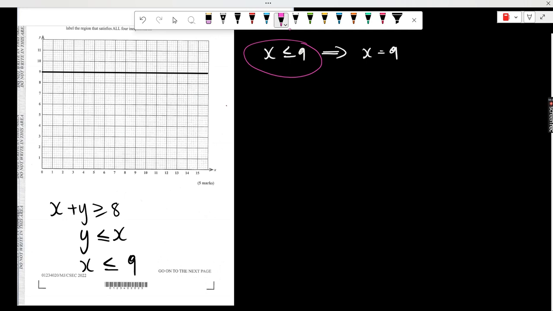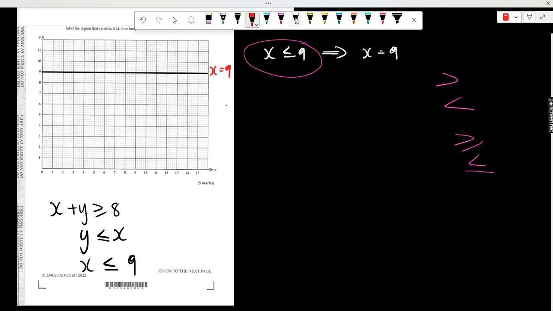Solid, because it includes the or equal to. Remember, we use broken lines whenever it's just greater than or less than. But if it's greater than or equal to or less than or equal to, we use solid lines. So this right here is the line x equals 9. Because the inequality wants to show x is less than or equal to 9, that region is going to be below this line, but we don't shade it as yet because the shaded region must satisfy all our inequalities. Okay, let's do the next one.